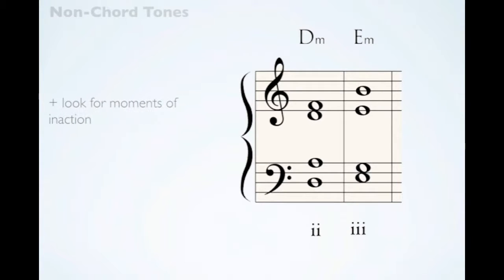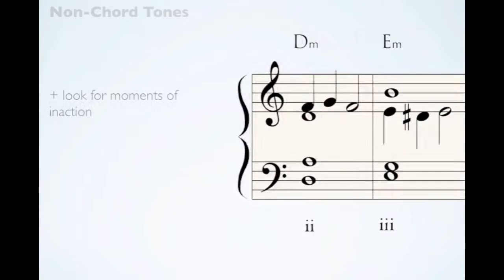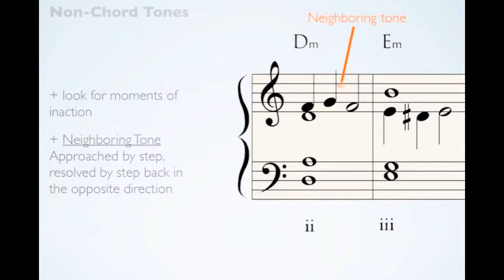You can also use non-chord tones to add movement to rather boring moments of inaction. Here, for instance, you might use something called a neighboring tone. A neighboring tone just steps away and right back where it came from. Non-chord tones can be either chromatic or diatonic. This D sharp would be an example of a chromatic neighboring tone, since it is not in the key, but it still acts as a neighboring tone.